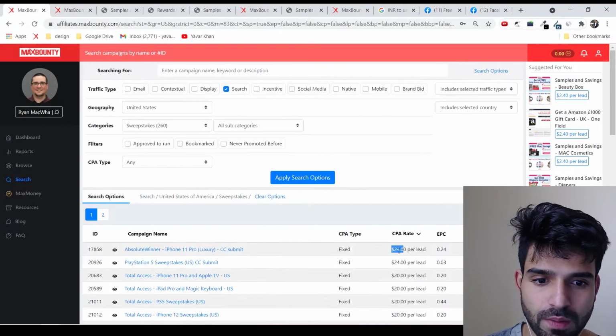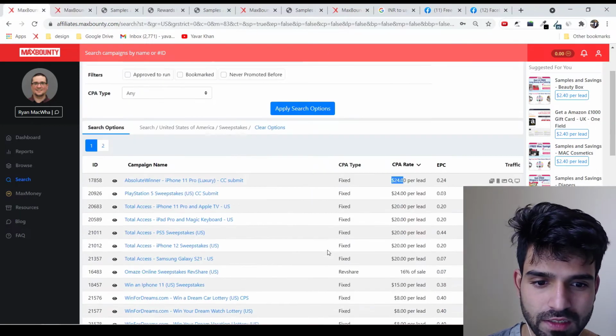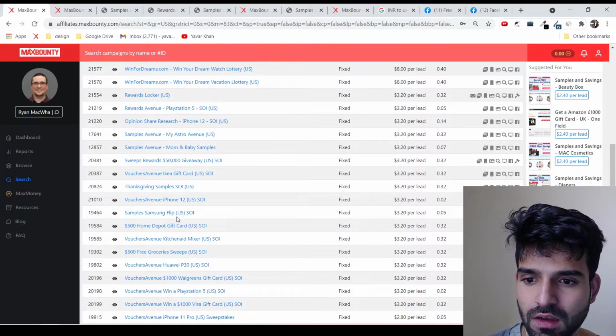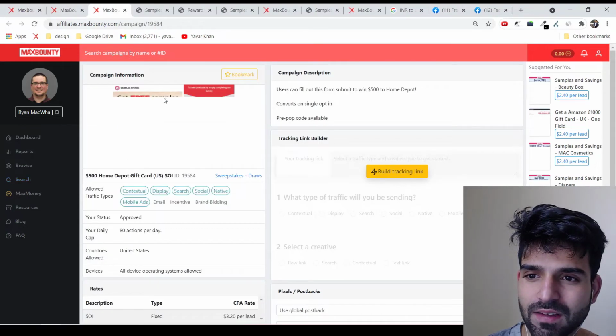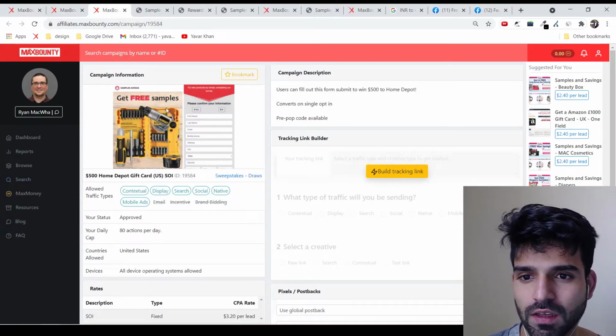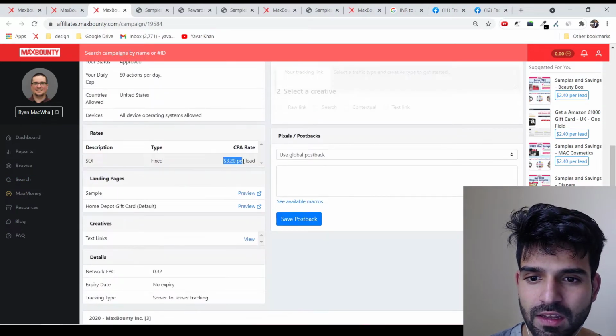So again, the more the CPA, the more the form. You see they're paying you $24, but people have to put in a lot of information. So check something which is very easy. Yeah, Home Depot gift card. So basically it's like some Walmart in the UK. Okay, so get some free samples, so everyone can type this thing.